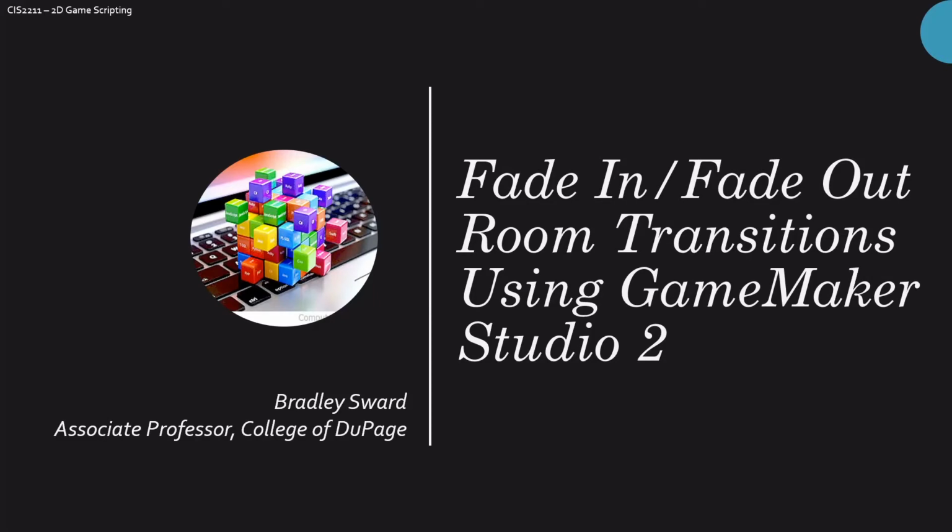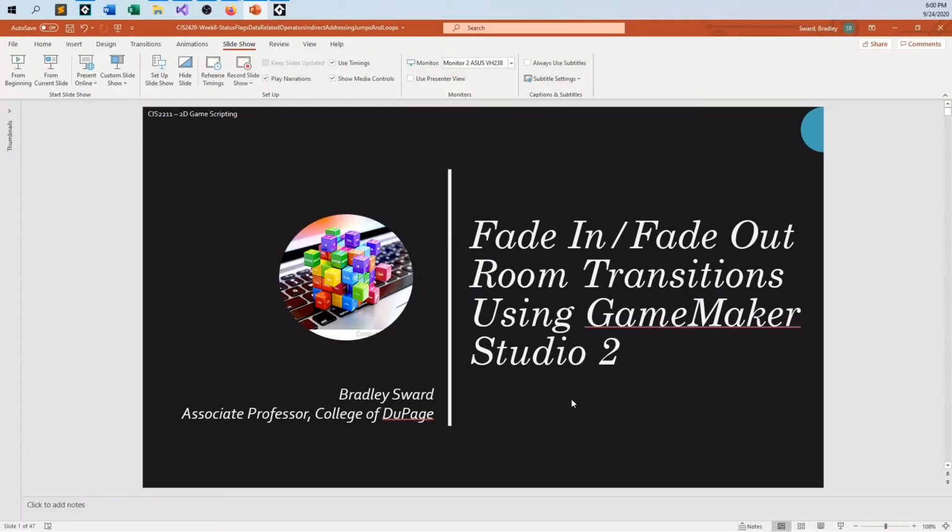Ellen, Illinois. And this video today is going to take just a brief look at special effects when it comes to room transitions, the fade in, fade out effect that can go on between rooms. We're going to use GameMaker Studio 2.3 for this.